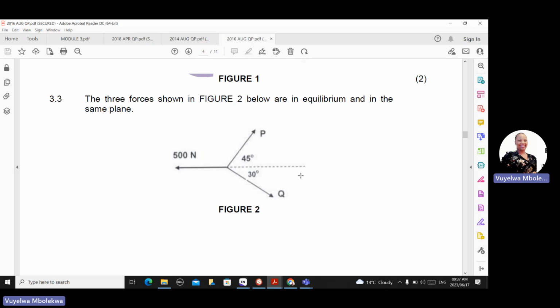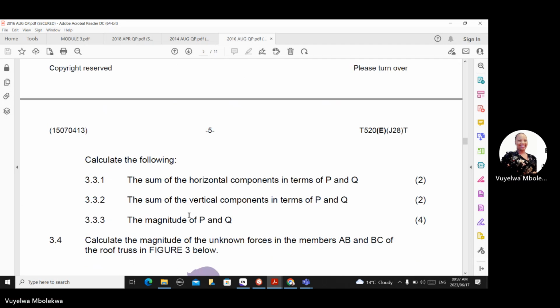Then normally the question says determine the magnitude of P and Q, because these two you're going to have to do anyway, even if they don't ask for. So yeah, they did ask just to give you free marks, but the main question here is to determine the magnitude of P and Q. Okay, so let's get started.